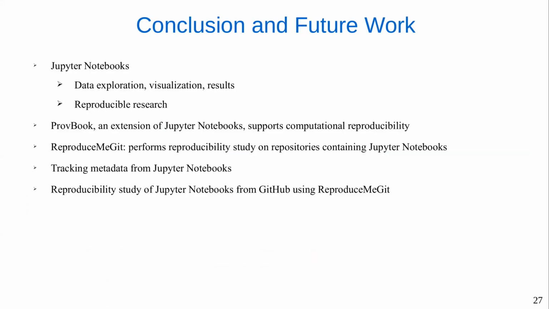Now, to conclude, Jupyter Notebooks are meant for reproducible research. And through our tools, we provide additional features to support computational reproducibility by tracking, managing, describing, comparing, and visualizing provenance information. One example is Provebook, which is an extension of Jupyter Notebook that supports computational reproducibility. Another one is Reproduce Me Git, which performs the reproducibility study on repositories containing Jupyter Notebooks.